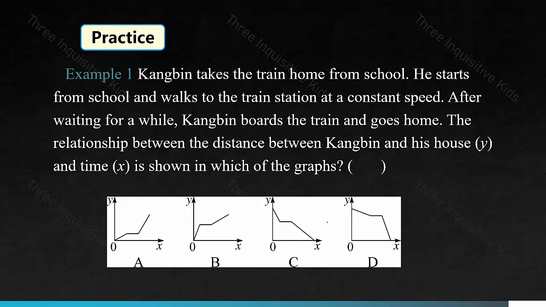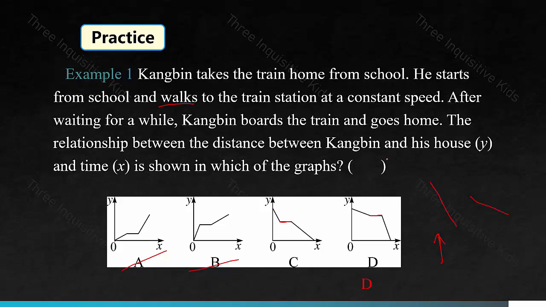At 0, Kanban's distance from home should be very high because he's not at home yet, which means we can eliminate A and B. So he walks to the train station at a constant speed. Remember, he's walking. After waiting for a while, the distance from home never changes, which means there needs to be a horizontal interval. Kanban boards the train and goes home. And the train should be pretty fast. Since we know that the train is faster than walking, the slope of the train should be steeper than the slope of walking.